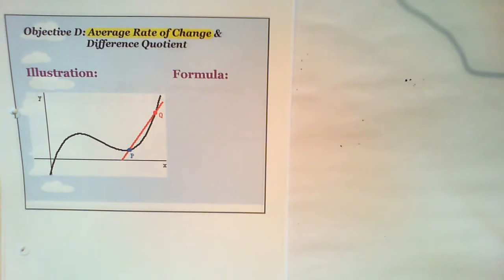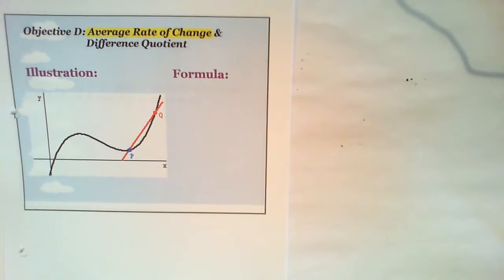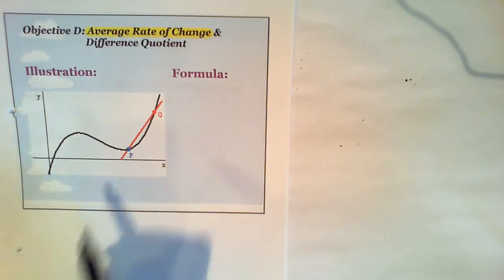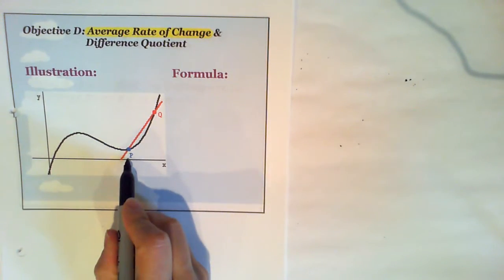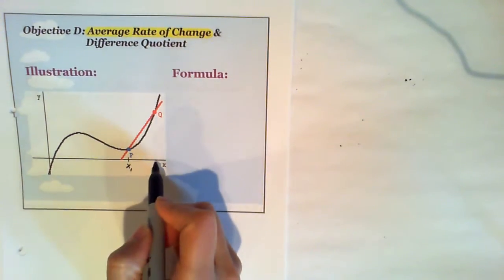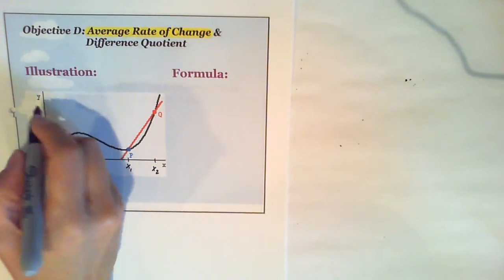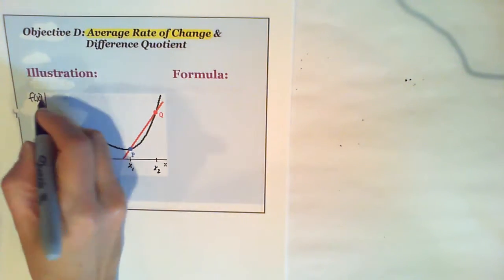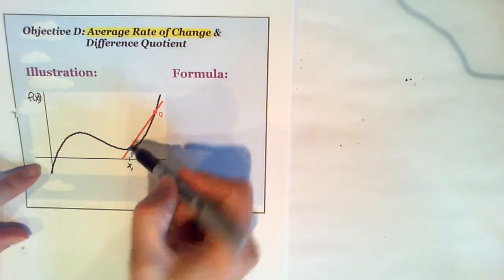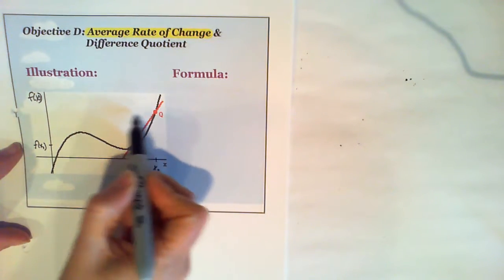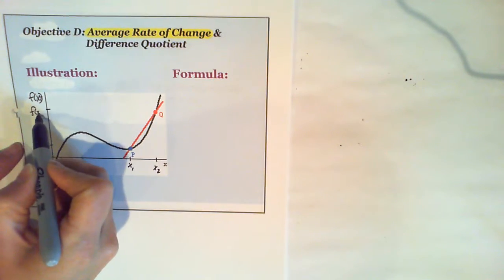Okay, so the average rate of change in our book says let x1 comma f of x1, so our input-output ordered pair, and x2, f of x2 be two distinct points. So the ordered pair, we're going to pick two different points on a line. So we might pick P and we might pick Q. So this would correlate to our x1 and this would correlate to our x2. And then our y, or our f of x, are outputs. So this correlates to f of x1 and this one correlates to f of x2.